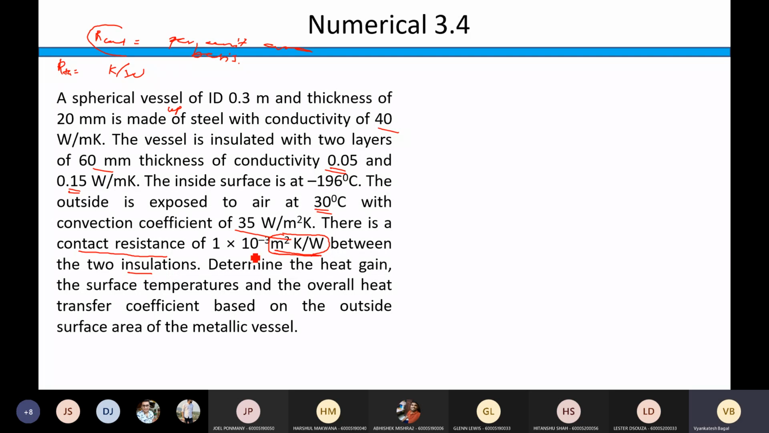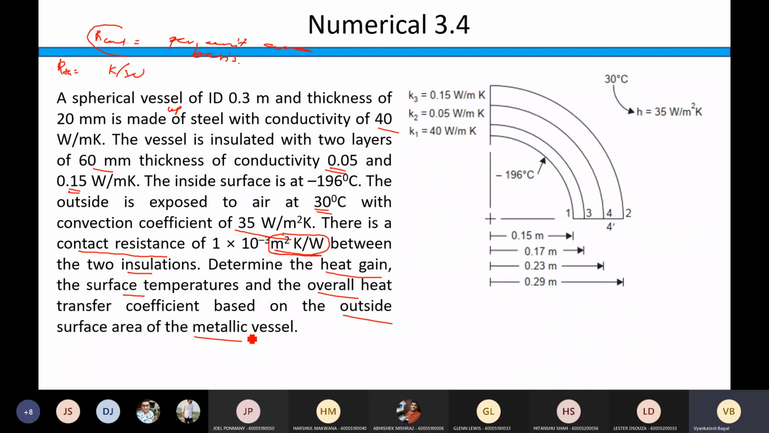so this will be specified on a per meter square basis, contact resistance. Remember this. Then determine the heat gain, the surface temperatures, and the overall heat transfer coefficient. So you have to find out the heat gain, then the surface temperatures, and the overall heat transfer coefficient based on the outside surface area of the metallic vessel.